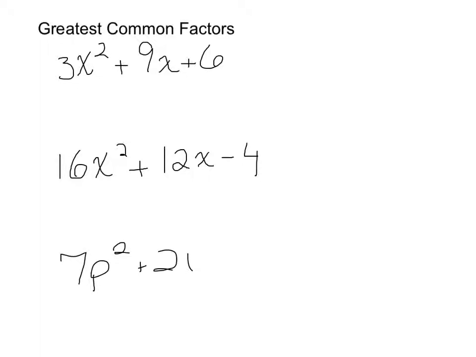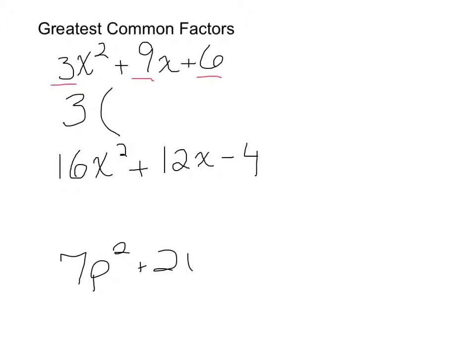Our focus today is on factoring quadratic expressions. So the first thing you want to do when you are factoring any quadratic expression is look for the greatest common factor. In our first example, we have a coefficient of 3, a coefficient of 9, and a 6. All three of those have a factor of 3. So the first thing we're going to do is factor out the 3.